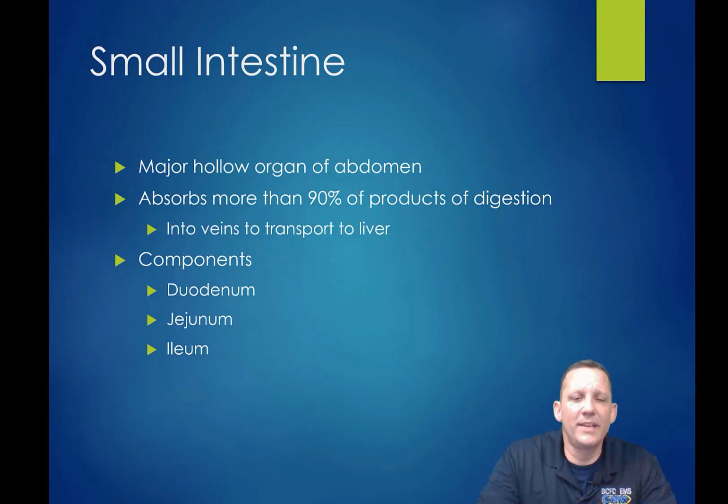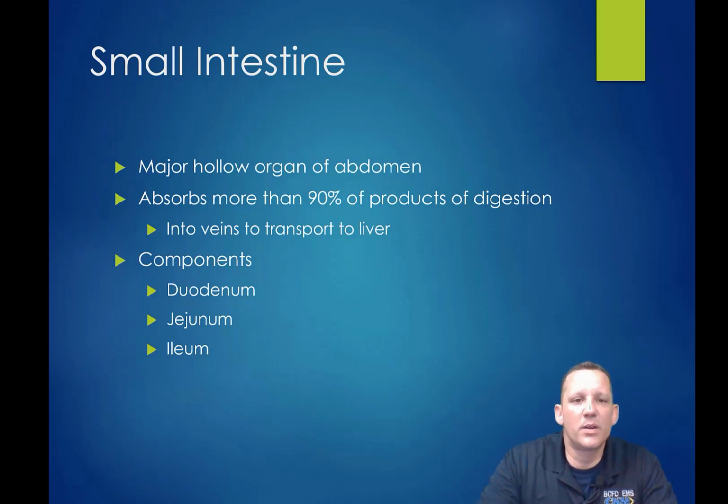Small intestine is a major hollow organ, as well as the large intestine, obviously. It absorbs most of the products of digestion and transports that into the veins to be transported into the liver, which will detoxify. The liver is going to take its initial store of glucose before it lets glucose into the rest of the bloodstream. Again, needing insulin to open up cells to allow sugar into the cellular wall or to be converted into adipose tissue.